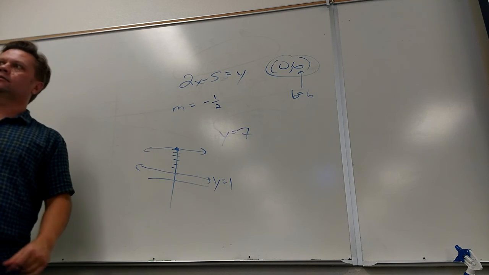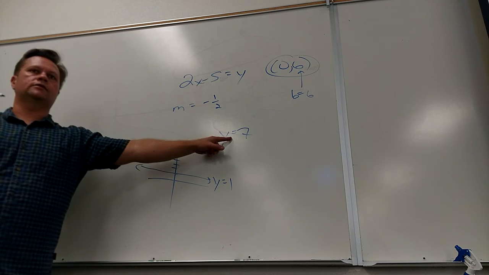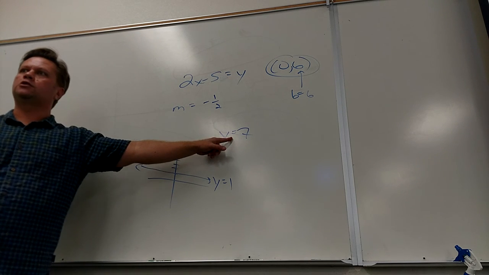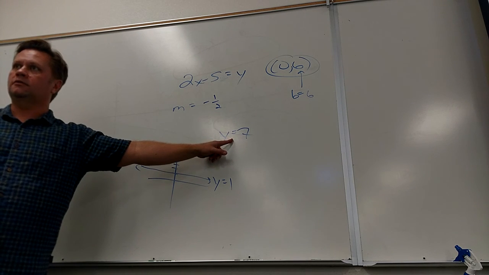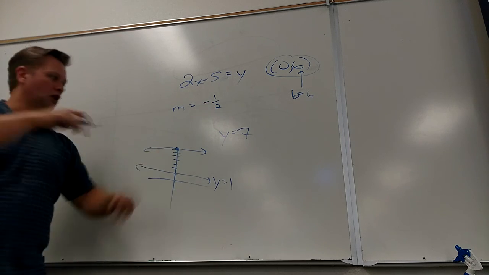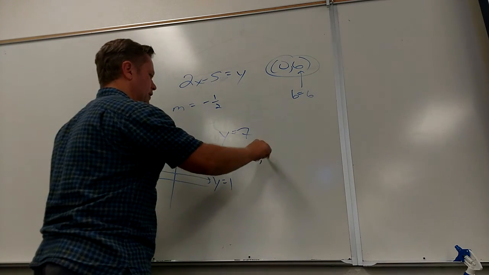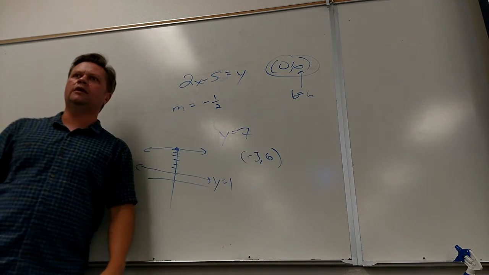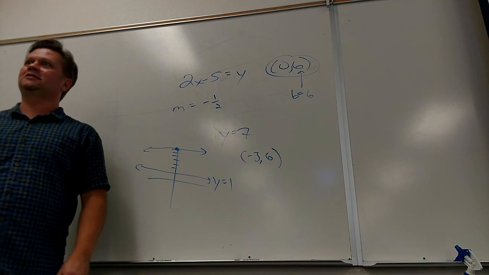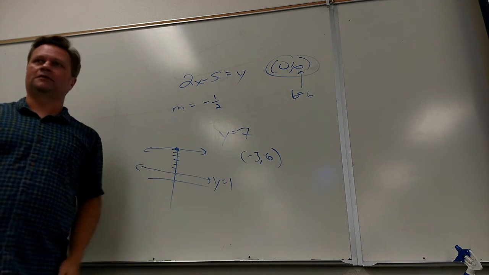So think about it. Anything that's parallel to y equals 7 is going to have an equation y equals something. Right? They tell me that my line goes through (-3, 6). Oh, so it's just going to be y equals 6? Yes, it's going to be y equals 6.